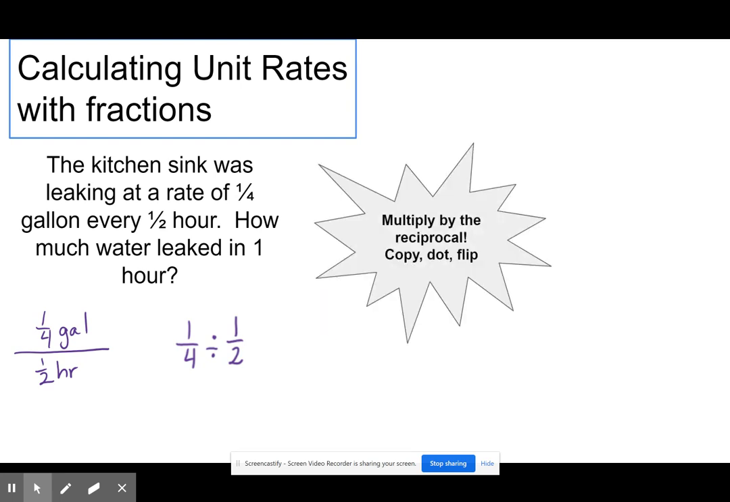Then we have to remember that dividing fractions is the same as multiplying by the reciprocal, or copy dot flip. 1/4 stays the same. Division changes to multiplication. 1/2 flips to 2/1. Then we multiply across. And we get 1/2 of a gallon leaks for every 1 hour.